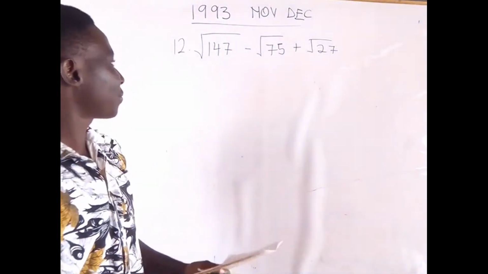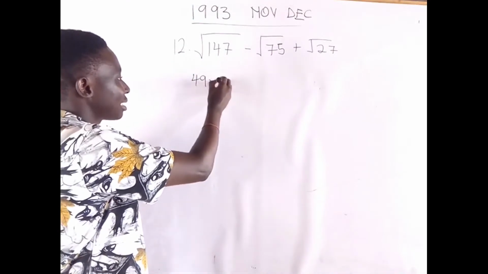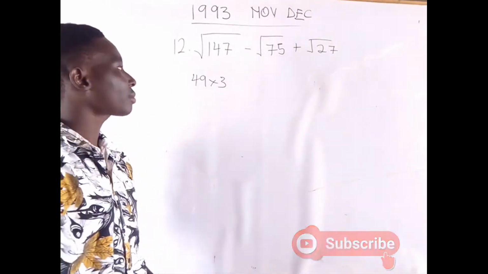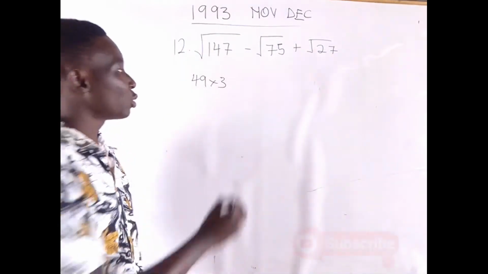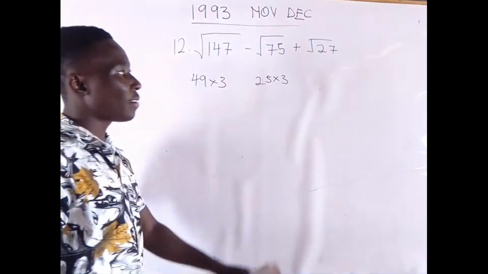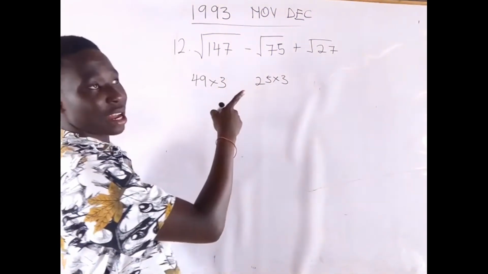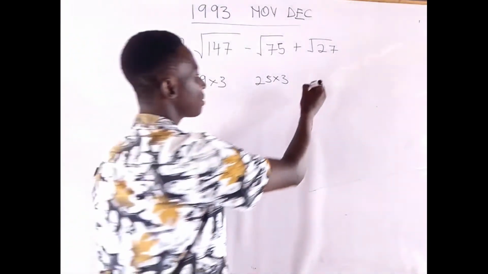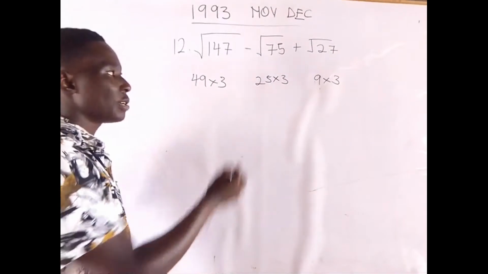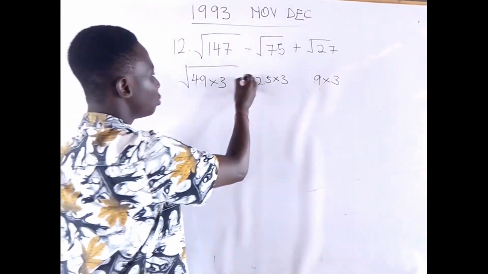So when we look out for the numbers, we can realize 49 times 3 will give us 147. And this one too, 25, which is a perfect square, times 3 will also give us 75. And this one, 9 times 3 will also give us 27. So we're going to put this in root.